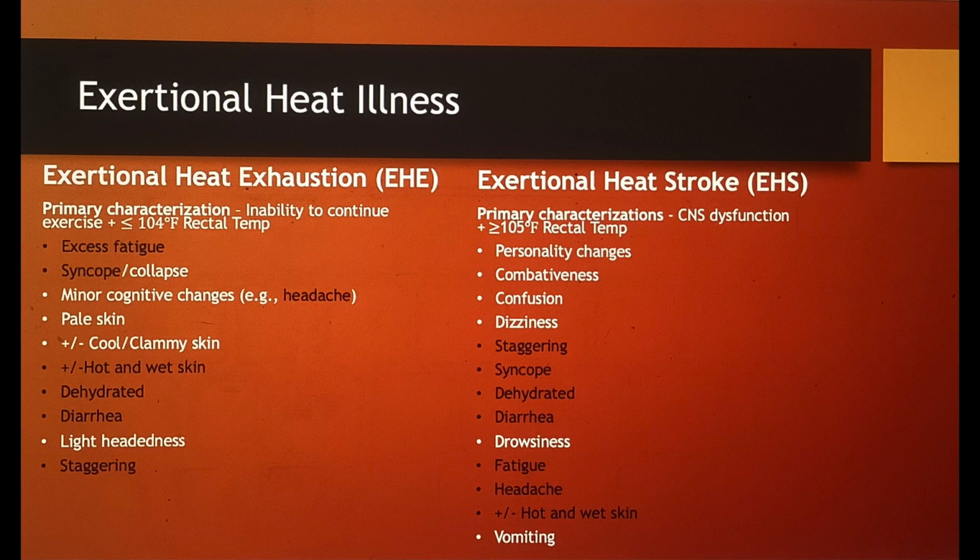There are two main exertional heat illnesses that we'll look at today: exertional heat exhaustion and exertional heat stroke. Exertional heat exhaustion, the primary characteristic is the inability to continue exercise and a rectal temp of less than 104 degrees Fahrenheit. The primary characteristic of exertional heat stroke is a central nervous system dysfunction and an increase in core temperature above 105 degrees Fahrenheit.